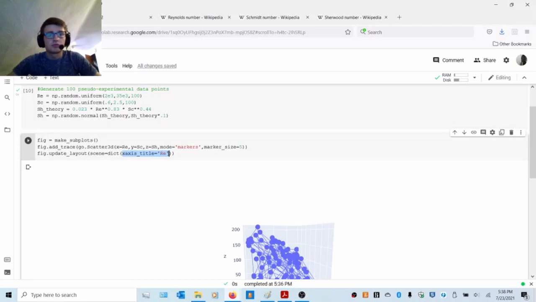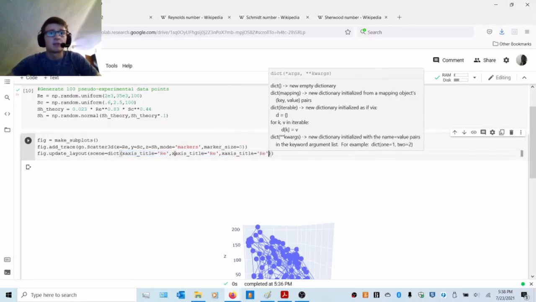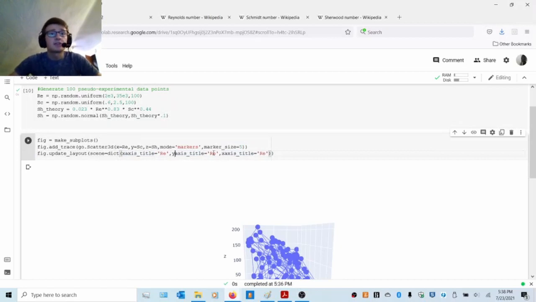Now I'm going to copy that, comma and paste, and then comma and paste, and then we'll just change it real quick for the y-axis. Now we need the Schmidt number. Should be SC, I think. I don't want it to be all caps. And then the z-axis, and that would be the Sherwood number. So let's go ahead and take another look.